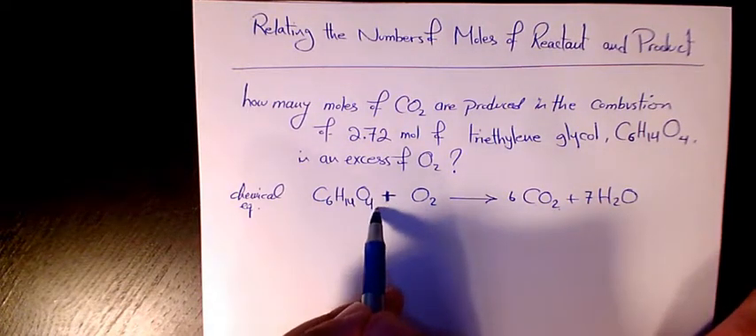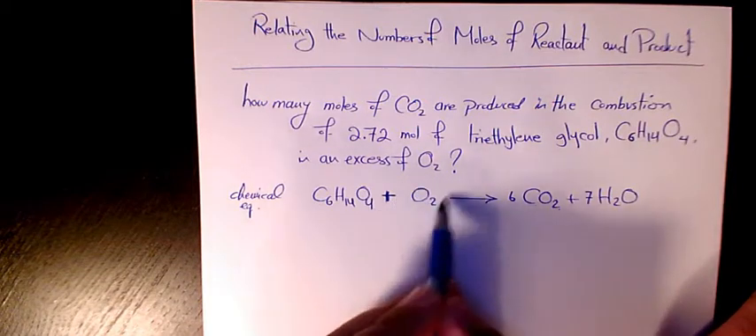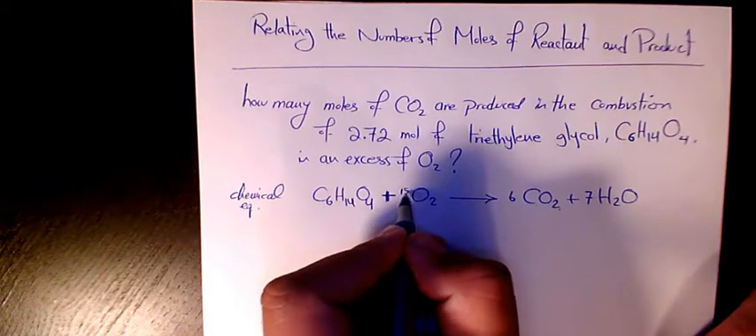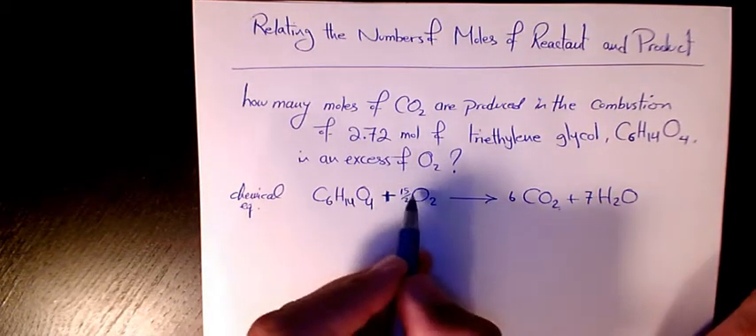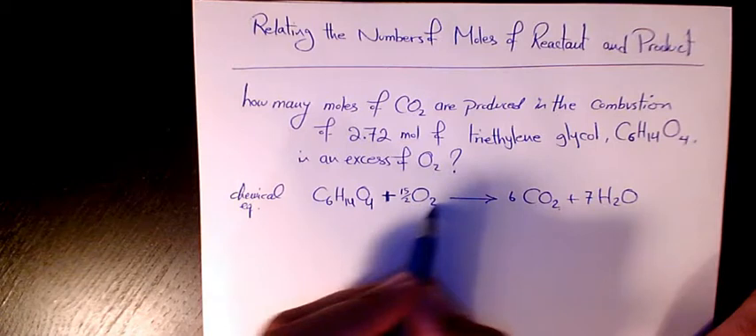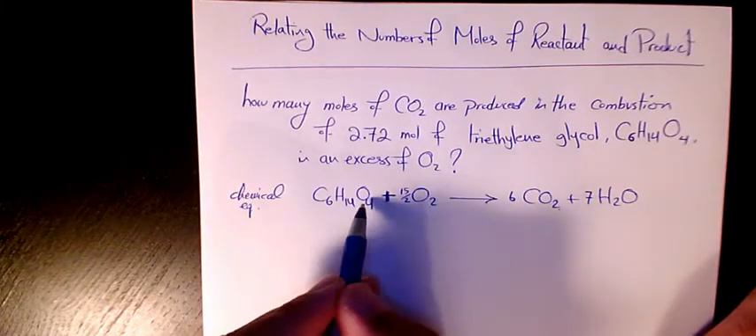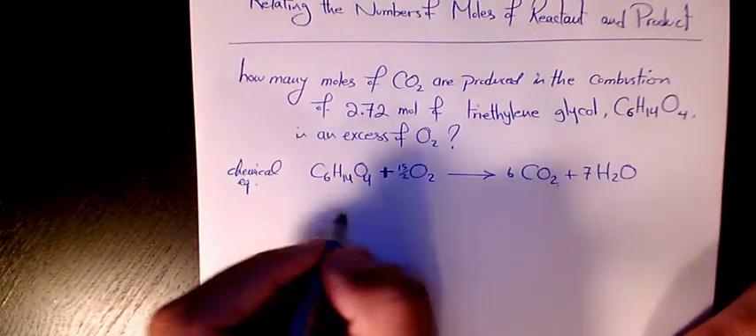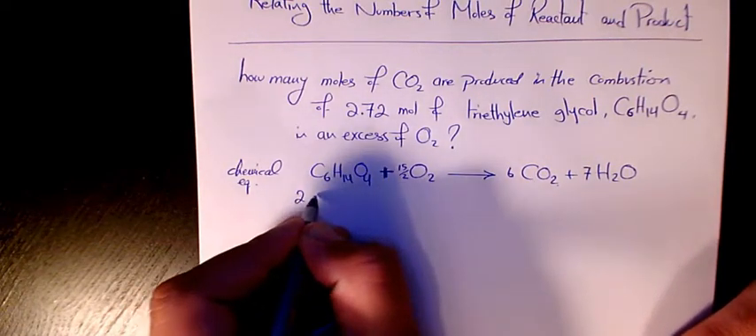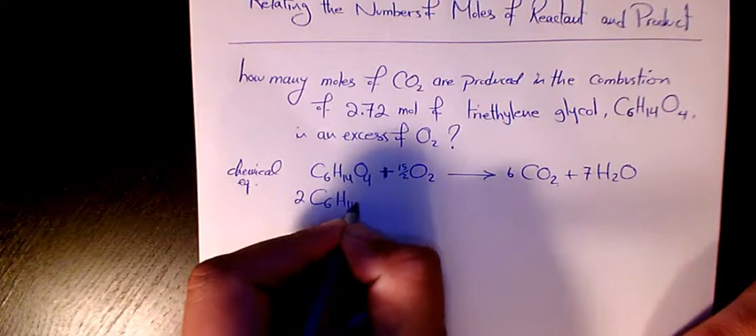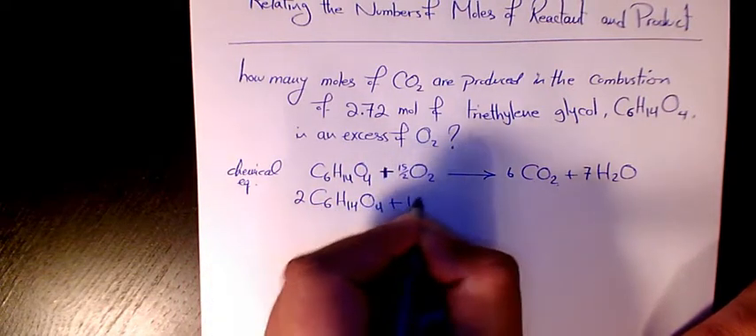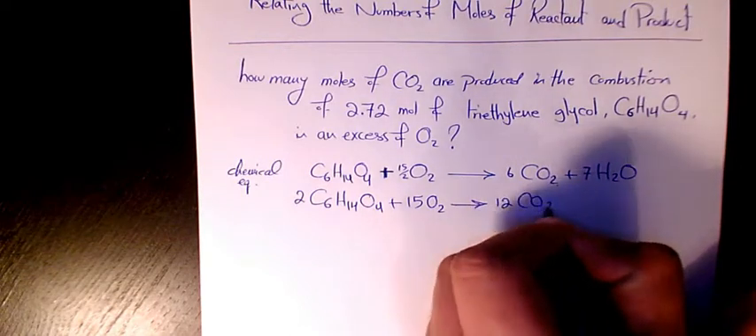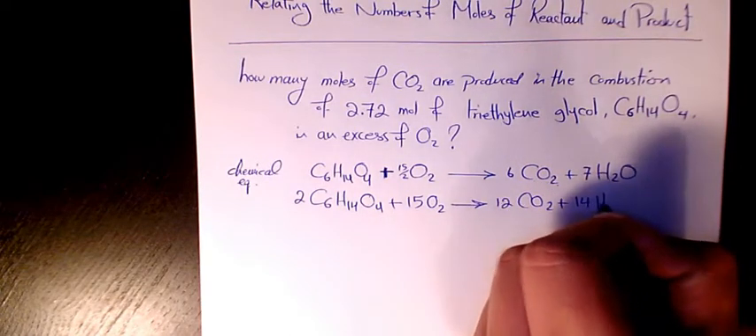Here we have 4, and here we need 15. So we have 2 already, so it has to be 15 over 2. 15 over 2 times 2 is 15, plus 4 is going to be 19. In order to get rid of this fraction, we can multiply everything by 2. So it will be C6H14O4 plus 15 O2 gives 12 CO2 plus 14 H2O.